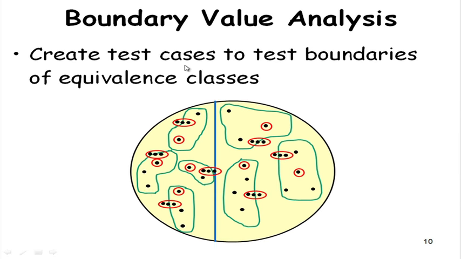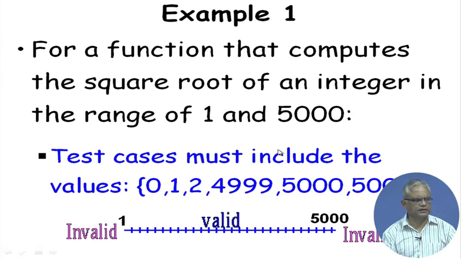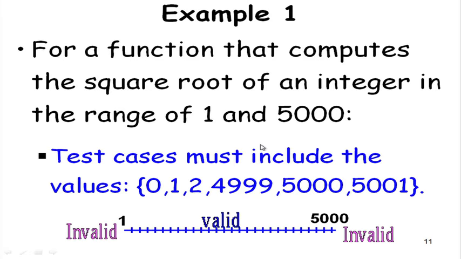So, to show it pictorially, at the boundary of different equivalence classes, the valid and invalid equivalence classes, we would have to take one value which is just on the boundary, one value just inside the boundary, one value just outside the boundary for each of the equivalence classes. Now, let us take some examples.